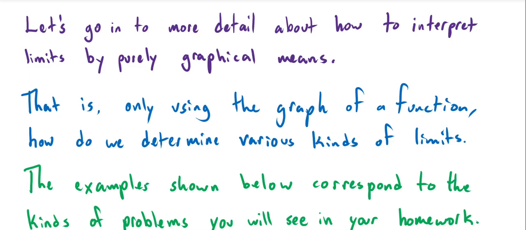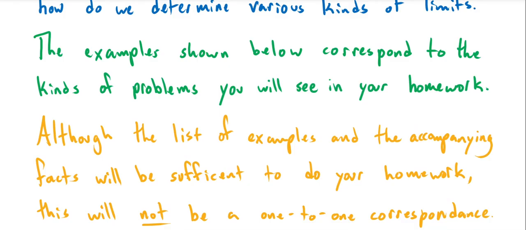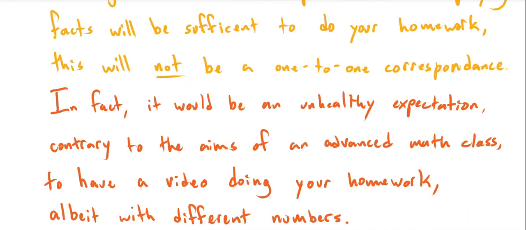Now, the examples you're going to see below are going to be characteristic of the kinds of problems you'll see in your homework. However, I should provide the caveat that I'm not going to just do your homework with different numbers. This would in fact be counterproductive to what we're trying to accomplish in an advanced math class. You're also going to want to know how to handle functions you haven't seen before. I will try in the course of this class to give you some of those problems, but it will not be exactly the same, and that is by design. You shouldn't think that that is a bug. It is in fact a feature.